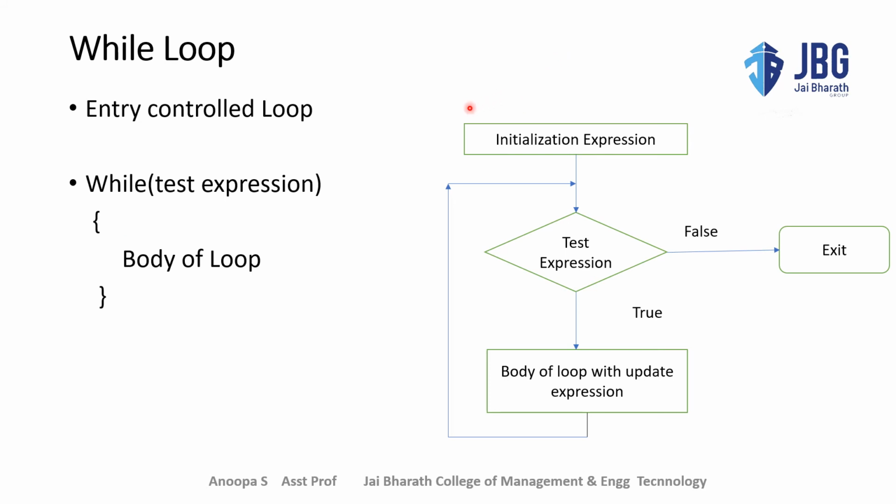See the flow chart. We have an initialization expression where we will be initializing the loop control variable. Then we have the test expression. When the test expression evaluates to true, we will execute the body of the loop and we will be updating the loop control variable. When the test expression is false, we will be exiting from the loop.